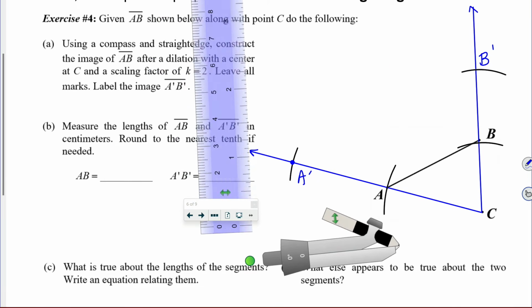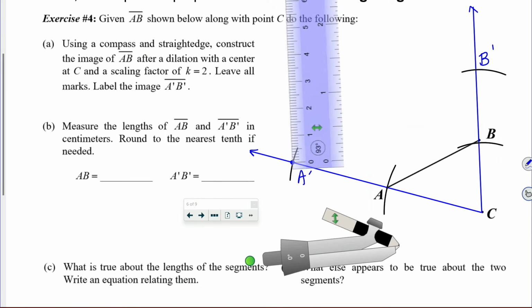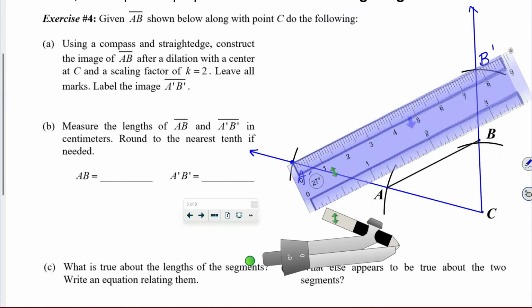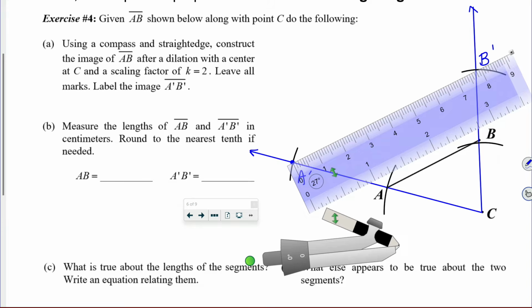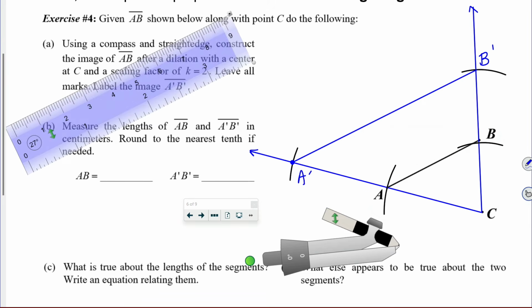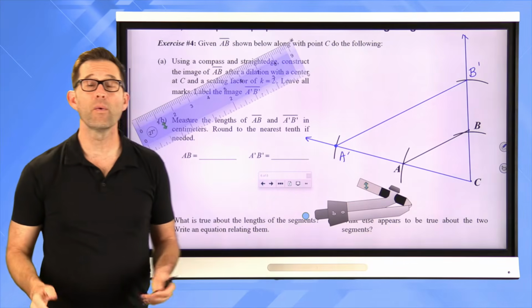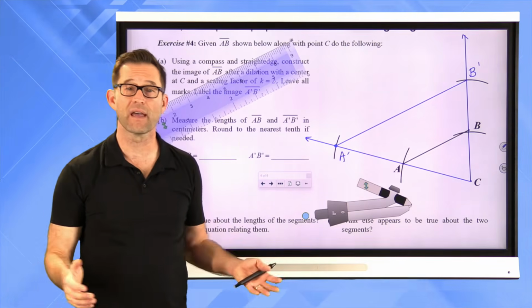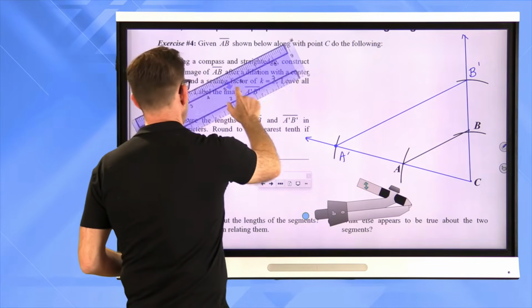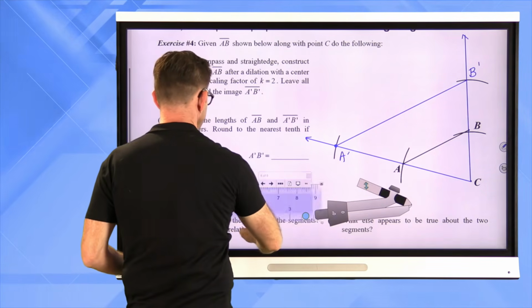Now that I know where B prime is and where A prime is, I can now draw in segment A prime, B prime. And there we have it. All right, cool. So now we've dilated an entire segment by dilating, granted, the endpoints of that segment.